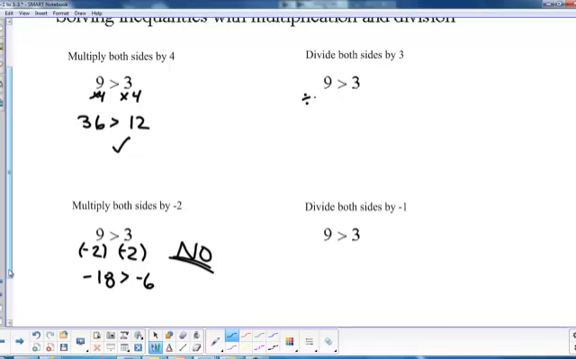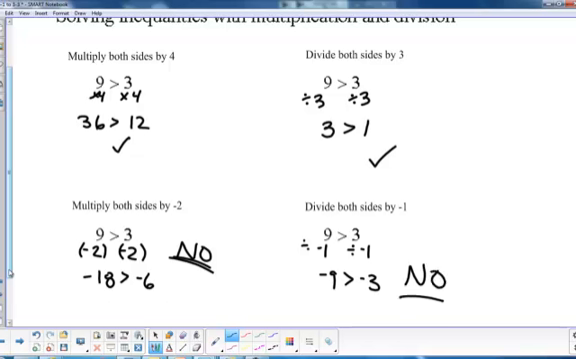If we divide both sides by 3, do we get the same thing? So 9 divided by 3 is 3. 3 divided by 3 is 1. Yep. And if we divide both sides by negative 1, do we get the same thing? Is negative 9 greater than negative 3? No. Therefore, when you multiply or divide by a negative, you need to flip the inequality.